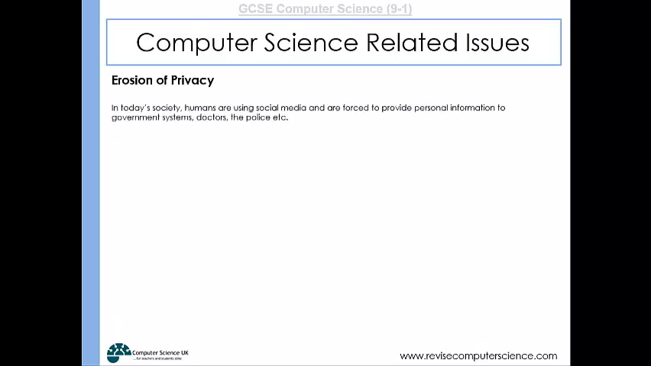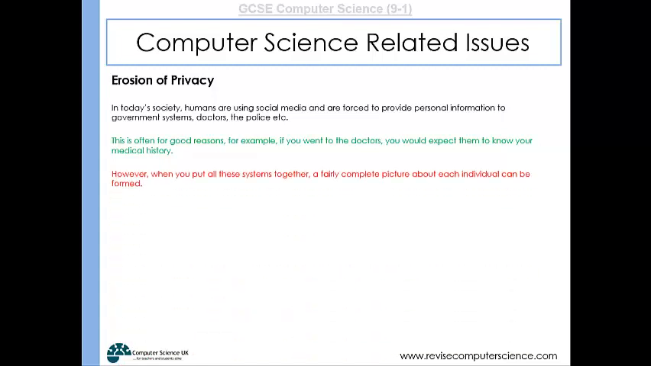Okay, erosion of privacy. So in today's society, humans are using social media. They're forced to provide personal information to government systems, doctors, the police, and it's often for good reasons. If you go to the doctor, you want them to know about your medical history so they can provide you with the right care. But the problem is that when you put all these systems together, there's a fairly complete picture about each individual. And ethically, is it right that your privacy could be exposed in this way?